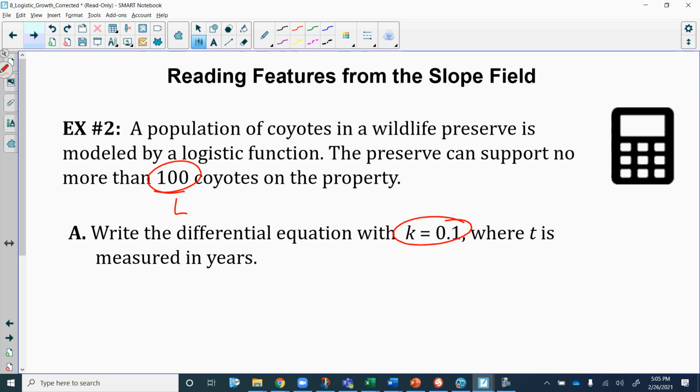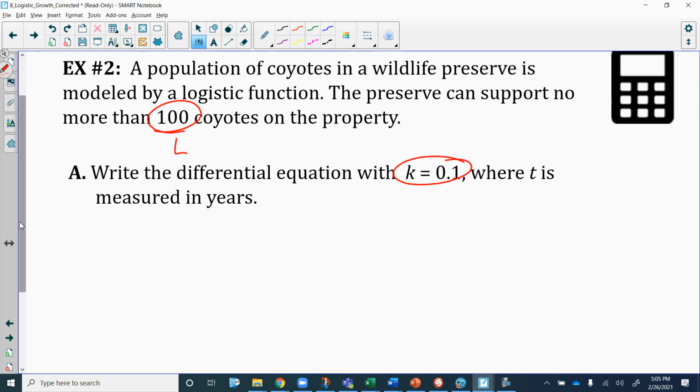There's a couple ways that we could write it. Using the equation as it was given to you, you can say dP/dt would be equal to K. Let's just go ahead and write the general one: K times P times (1 minus P over L). Substituting, we would get 0.1 for K times P, and then in parentheses 1 minus P over L, which in this case would be 100. And we could say that that's what we have.